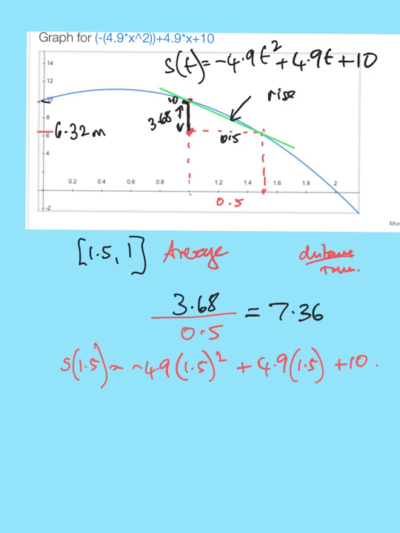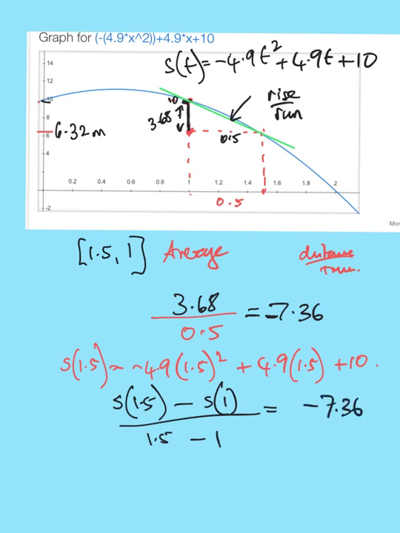Remember, rise over run, the rate of change of distance over time. And it's a negative gradient, so it's going to be negative 7.36. If I put it into the equation straight away, I'd be putting the function at 1.5 minus the function at 1 over the difference in time, 1.5 minus 1, okay? And that would give us negative 7.36 meters per second. The negative just means that that's the gradient. Remember, he's diving into the water.